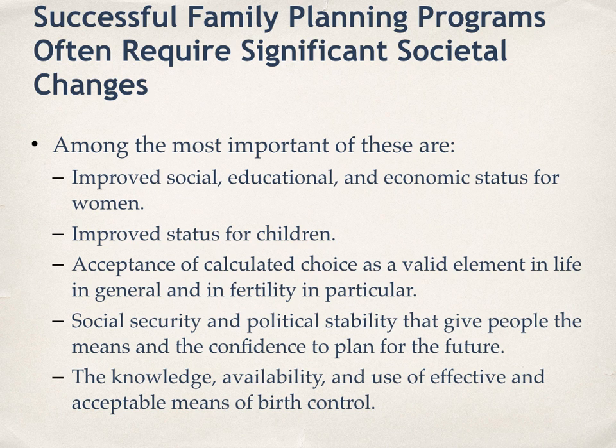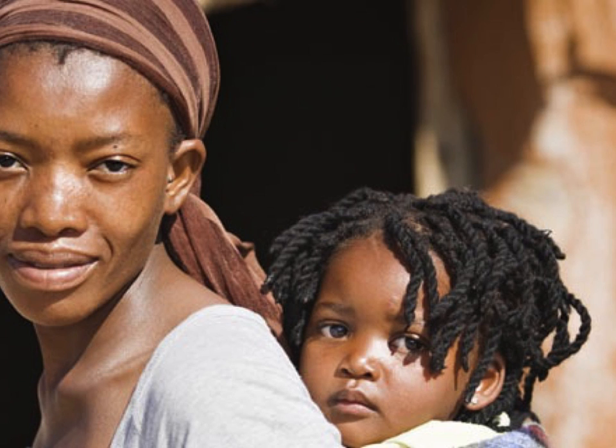Successful family planning programs often require significant societal changes. Among the most important of these are: 1. Improved social, educational, and economic status for women. Birth control and women's rights are often linked. 2. Improved status for children. Fewer children are born if they are not needed as a cheap labor source.